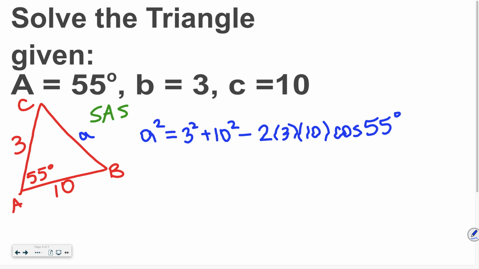Now, don't do it yet, but do you notice how all of these are numeric values? So we could type this into our calculator and get a number, right? A squared is going to equal that number. So what are we going to have to do to both sides? Okay, in order to get just A, we are going to have to square root both sides, okay?